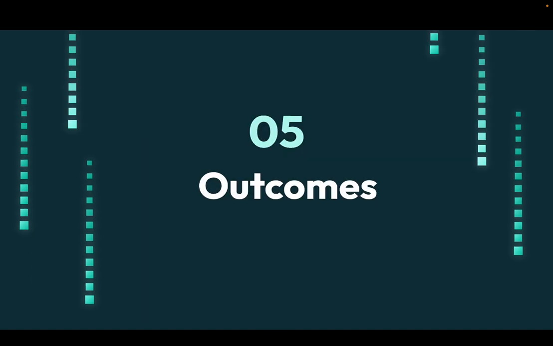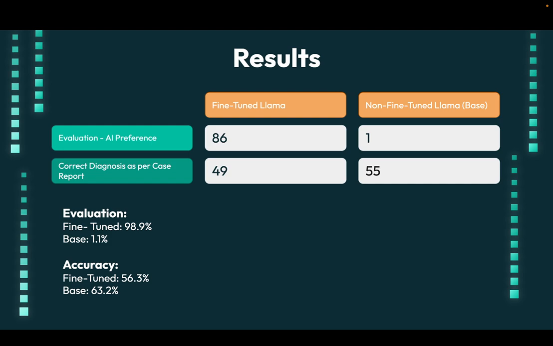In regards to the outcomes, first we compared the fine-tuned Llama response with the non-fine-tuned Llama, and we used the AI to do that as discussed previously. We found that 98.9% of the time the AI preferred the fine-tuned clinical reasoning, compared to 1.1% for the base model, the non-fine-tuned Llama. However, in terms of accuracy, the fine-tuned model was only accurate 56.3% of the time, compared to the base model at 63.2%. This is about getting the correct diagnosis as per the case report.